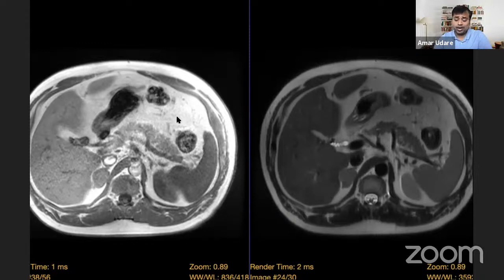Some adrenal adenomas, remember, are fat poor. In those cases, MR may not be helpful. So in those cases, what is useful is a dedicated CT adrenal study. So you do multiphasic CT of the adrenal gland, and depending on the washout characteristics, you can tell whether it's an adenoma or an aggressive lesion.